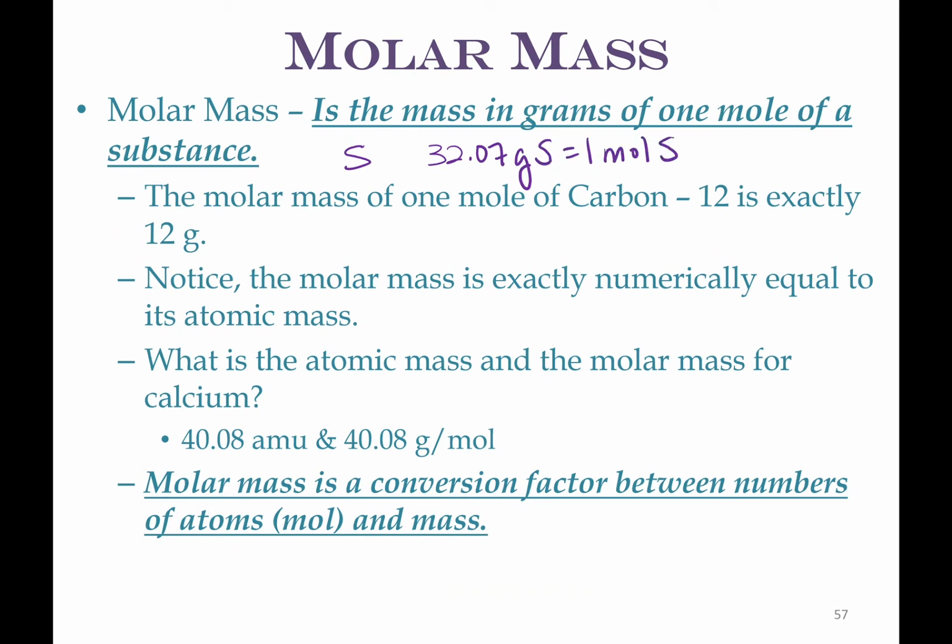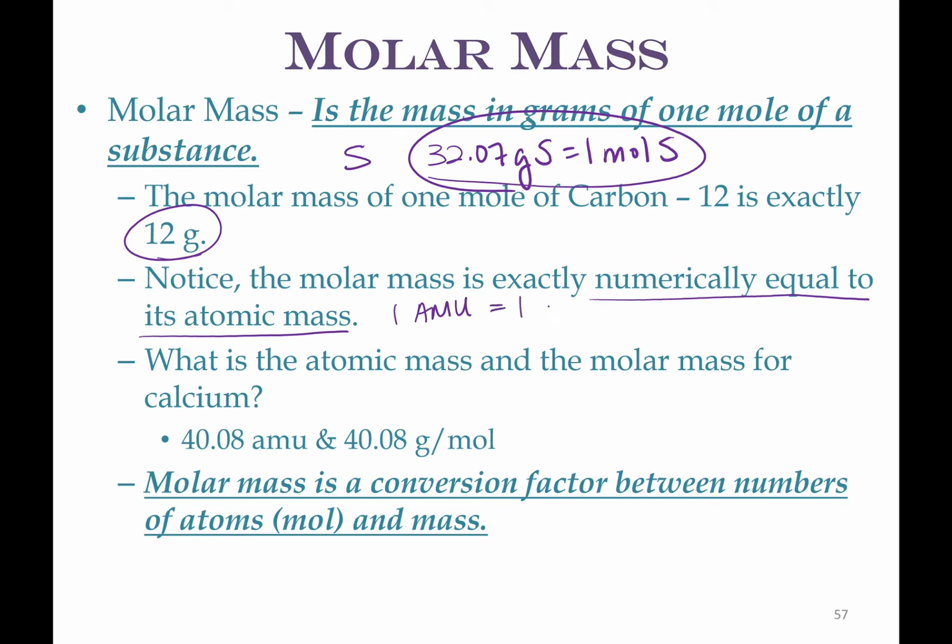So we can write it like that, and a lot of you can see that that can be a conversion factor that we can convert between grams and moles. The molar mass of 1 mole of carbon-12 is exactly 12 because this is based off of carbon-12. Molar mass is numerically equal to its atomic mass because of what we just talked about, because AMU through Avogadro's number is related to grams per mole. Remember, per mole is important.